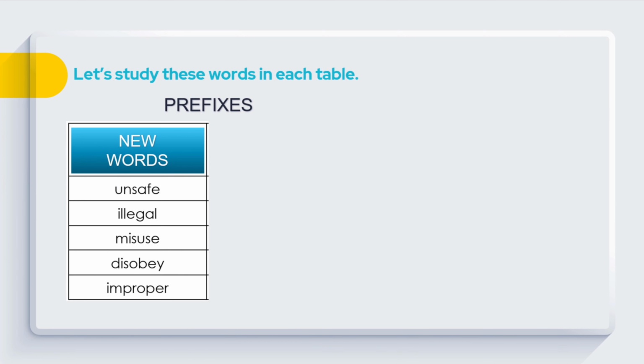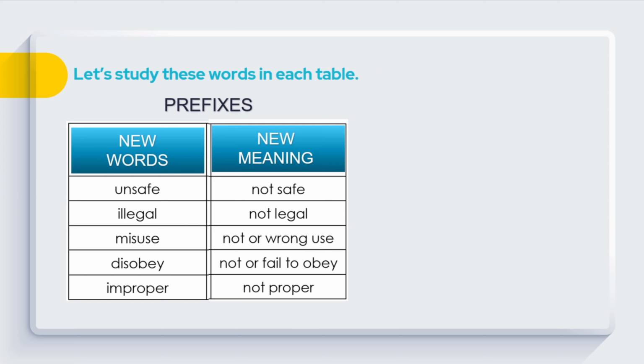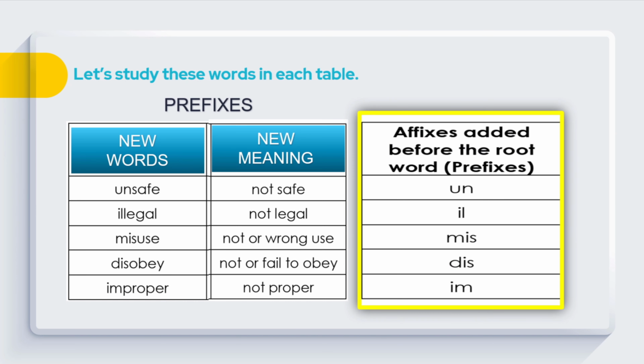Words with prefixes will have new meanings, like unsafe means not safe. Illegal means not legal. Misuse means not or wrong use. Disobey means not or fail to obey. And improper means not proper. The prefixes un, il, mis, dis, and im mean not, and they give negative meanings.